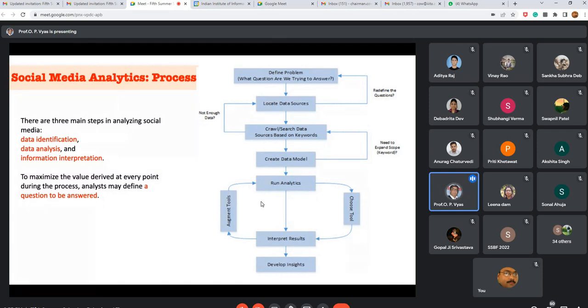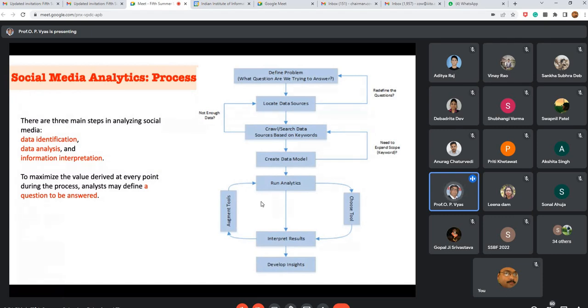So first, define the problem. What exactly are you looking for? What questions are we trying to answer? Second, locate the data sources. Don't underestimate the power of data. If appropriate data is not available, the question you raised above is completely irrelevant. So maybe you have to go back and redefine the questions according to the data sources available. After that, once you locate the data sources, crawl or search the data sources based on keywords.